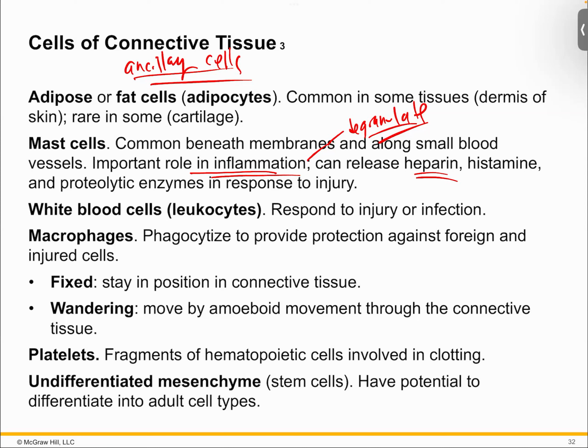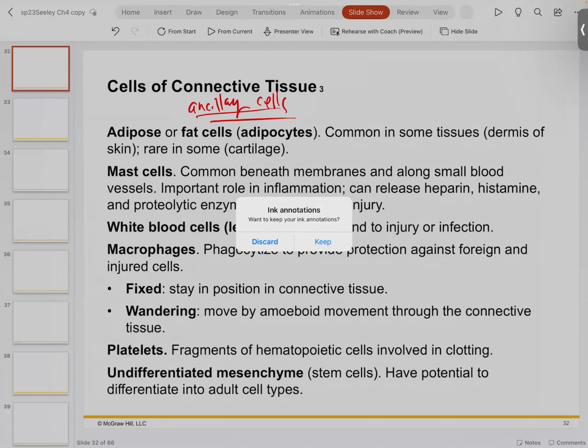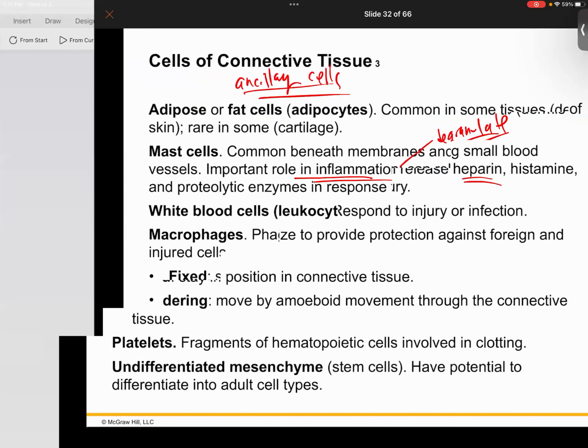Histamine, which is also a type of dye. So these are working on your blood vessels to basically make sure that you can get the people that you need to get there, right? And then proteolytic enzymes. So these basically will attack and break up proteins themselves.